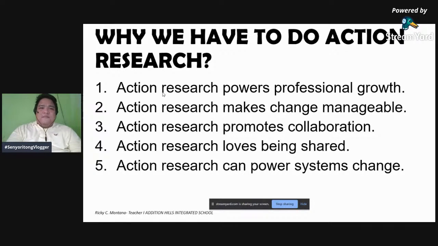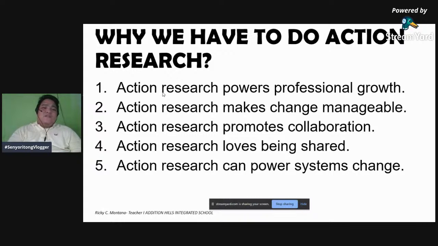So when you do an action research, without knowing it, you are growing professionally. Because you come across different problems and different solutions to those problems, and you learn how to communicate and collaborate with your peers and fellow teachers. So in that way you are growing professionally. Action research is very important.